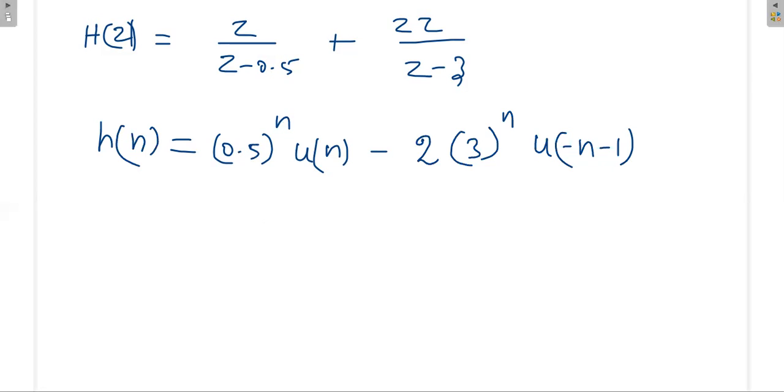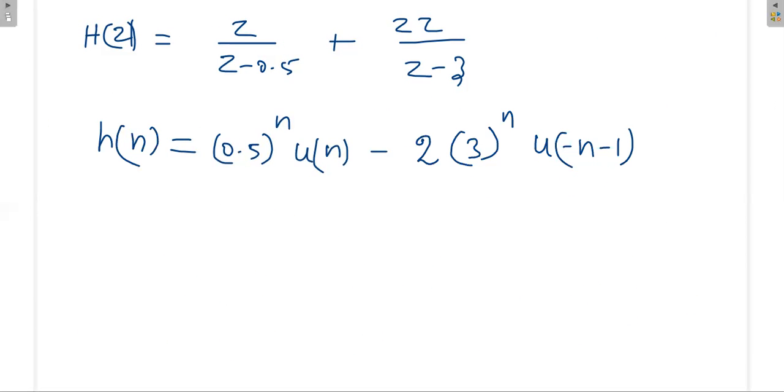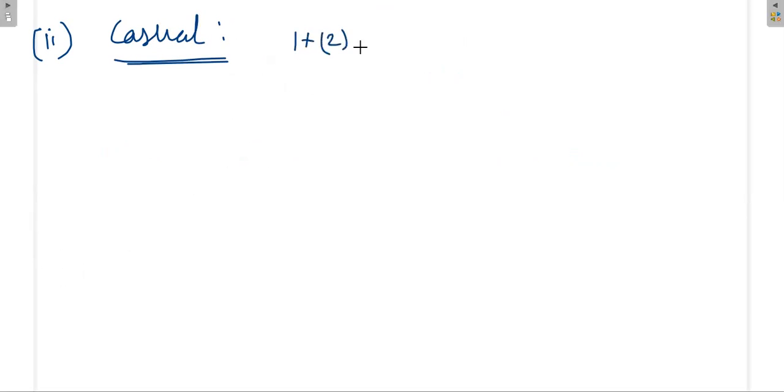What is the second question? The second one is the system is causal. What is the condition if the system is causal? We'll find it on the next page. So the second one is again causal. What is H of z? H of z is equal to z by z minus 0.5 plus 2z divided by z minus 3.